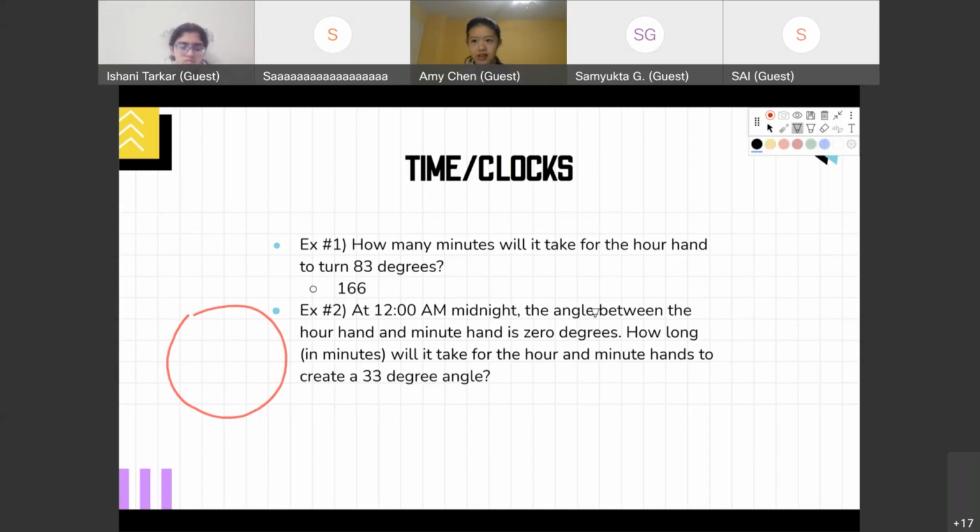So in order to solve this question, we need to look at the rates of both the minute and hour hands and find the difference between them, because that will tell us by how much the gap between them is widening. So the minute hand in 1 minute is going to travel 6 degrees, right? And then the hour hand is going to travel 0.5 degrees in 1 minute. So by how much does the angle between them increase every minute?